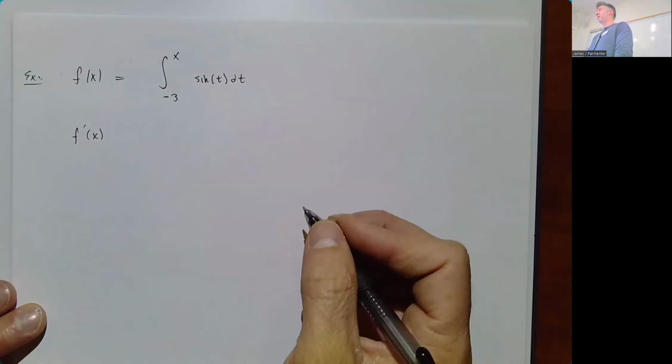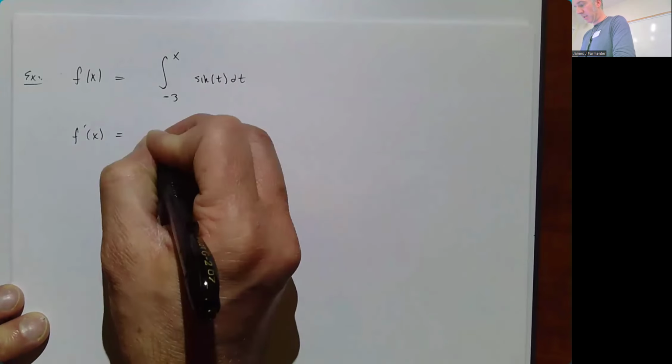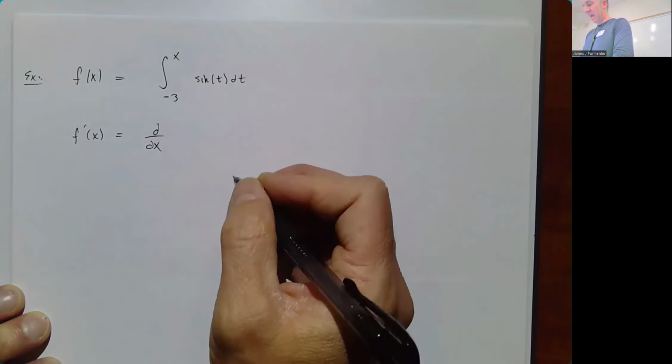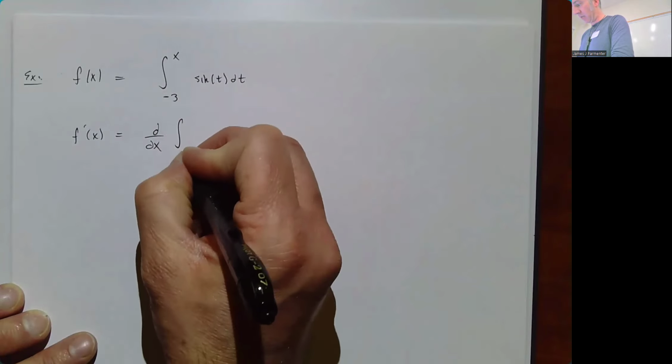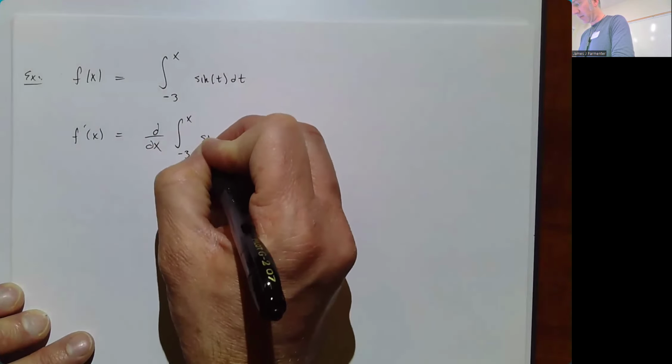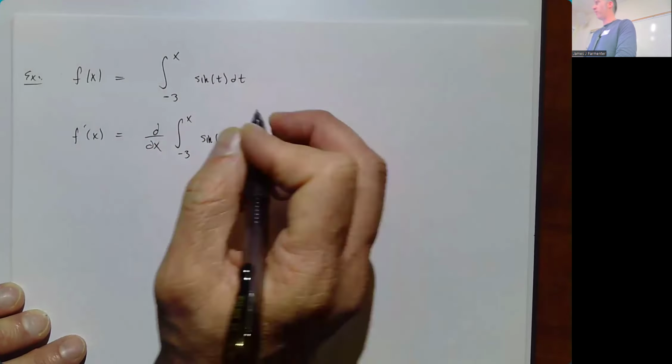But what I'm typically going to write is just the derivative d/dx of the antiderivative from -3 to x of sine of t. To me, that's just a more convenient way of writing.